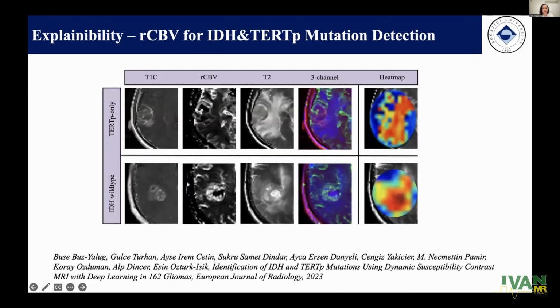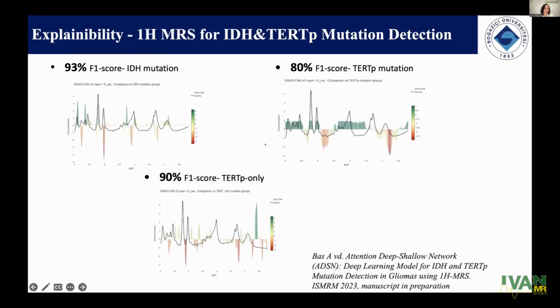We also used it for RCBV maps. And in the third only group, as you see, our heat map is focusing on the whole tumor region, especially the edema. And in the IDH wild type, on the contrary, it focuses on the necrotic core. For MRS, actually, it nicely picked the important peaks. As an example, in the IDH mutation, it picked the 2-hydroxyglutarate.